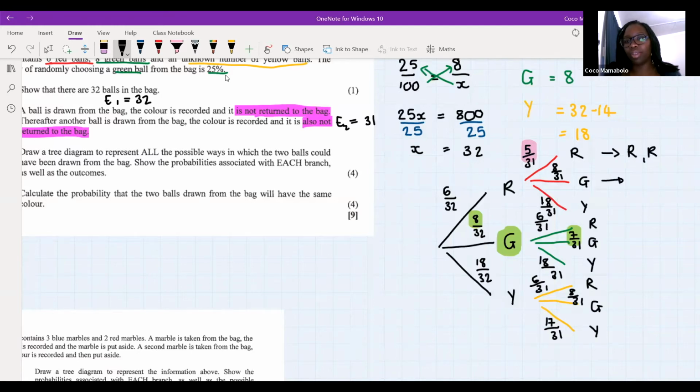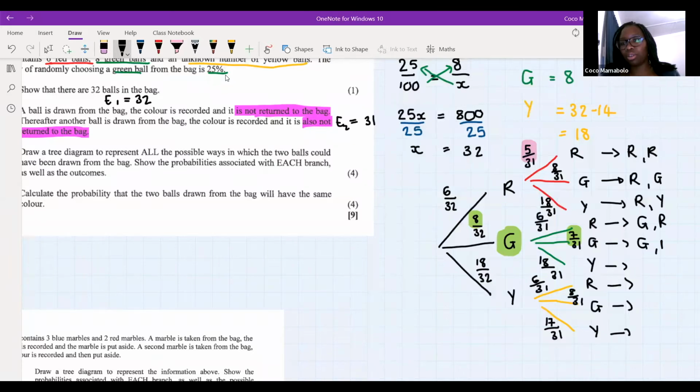In the second one, I would have red, then green. In the third one, I'd have red, then yellow. So I can do the same for all of these. Then I'd have green and red, green and green, and then green and yellow. And over here, I would have yellow and red, yellow and green, and then yellow and yellow.